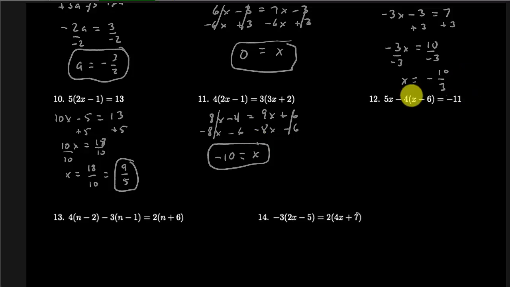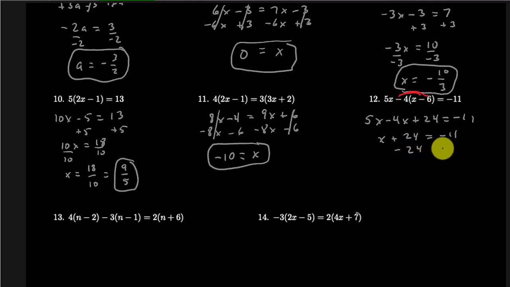Same thing here. Let me erase that so we can see the equation better. All right, so we get 5x, and remember when we distribute this, that's distributing a negative 4 there. And so we get 5x minus 4x plus 24 equals negative 11. All right, so 5x minus 4x, we need to combine like terms. X plus 24 equals negative 11.